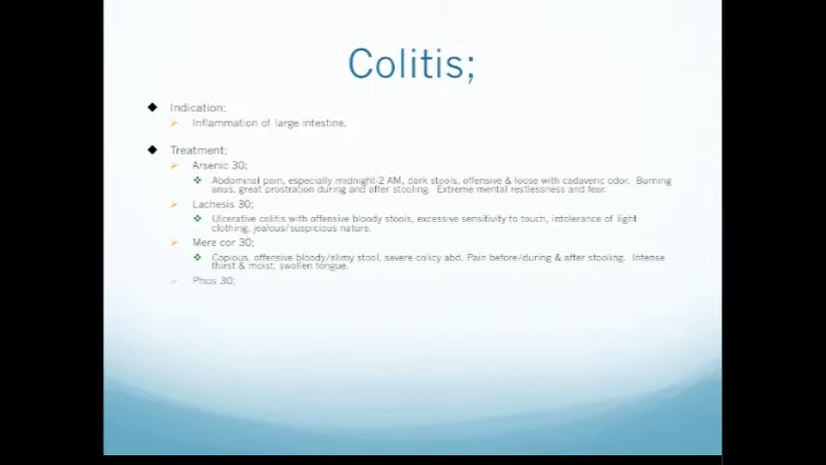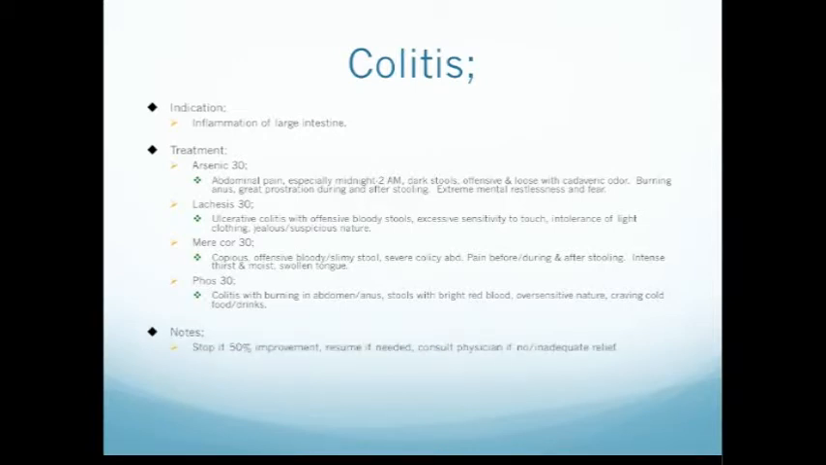Phos 30. For colitis with burning in the abdomen and around the anus. Stools may have bright red blood. The patient may have an oversensitive nature and be craving cold food and drinks. Stop the remedy when there is a 50% or better improvement. Resume if needed. Consult a physician if no or inadequate relief.